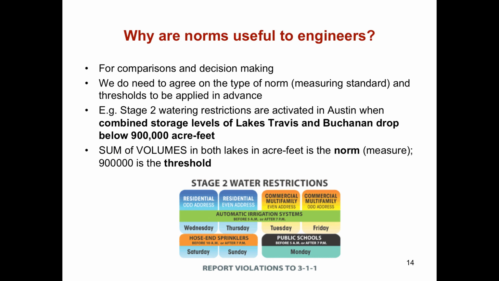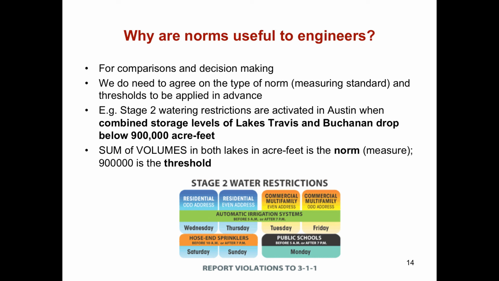So if I had a vector with 2 entries, in the first entry there will be Lake Travis, and the second entry would be the storage level of Lake Buchanan. Okay. Then the L1 norm of that vector would give me the combined storage level. And I would just ask, did the L1 norm of that vector drop below 900,000? And now I can actually program that.